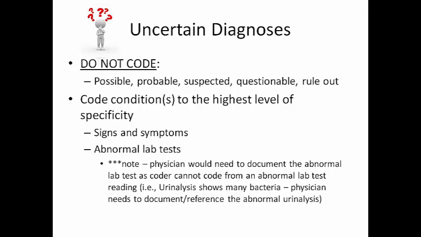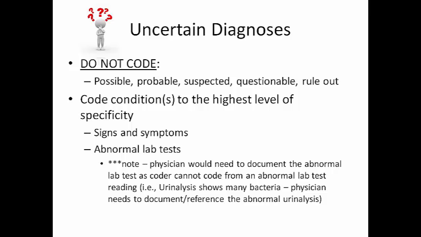In such cases, when only an unconfirmed diagnosis is documented as a reason for visit, the coder would need to code the condition to the highest level of specificity at the time of the encounter, which is documented in the medical record. So like your signs and symptoms. Say a patient presented with flank pain and nausea, and they're diagnosed with possible kidney stones. The coder can't code the kidney stones because it's an unconfirmed diagnosis. They would go to the signs and symptoms and code the flank pain and the nausea.